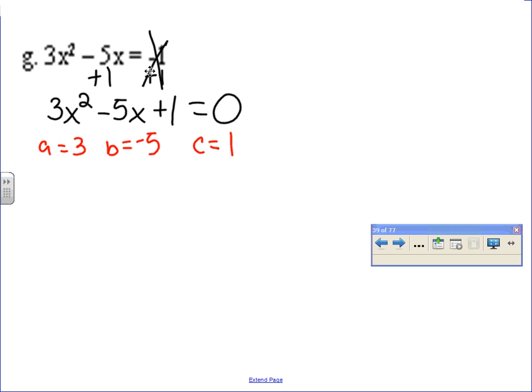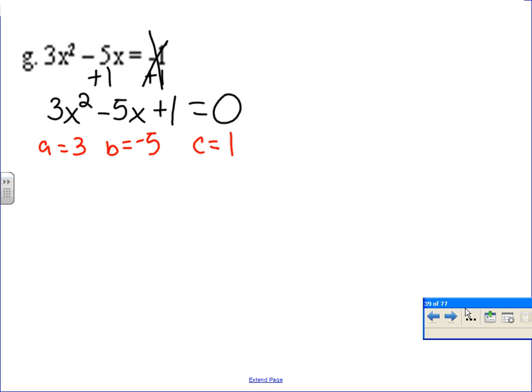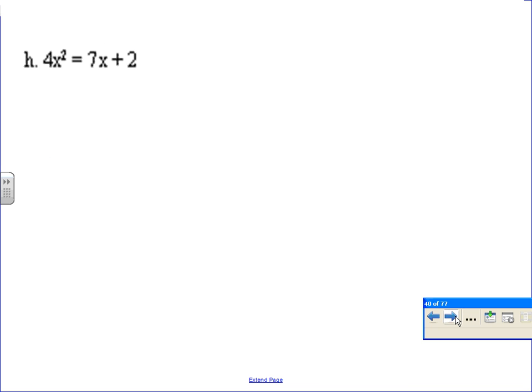Okay, so hopefully you've now replayed your video. Hopefully you have letter G done so you can show it to me. I just want to talk about the first part of letter H with you, then I need to show you one more type of these. So letter H is 4x squared equals 7x plus 2. This is similar to G, but the difference is there are two terms on the other side, and this time the larger exponent is on the left.